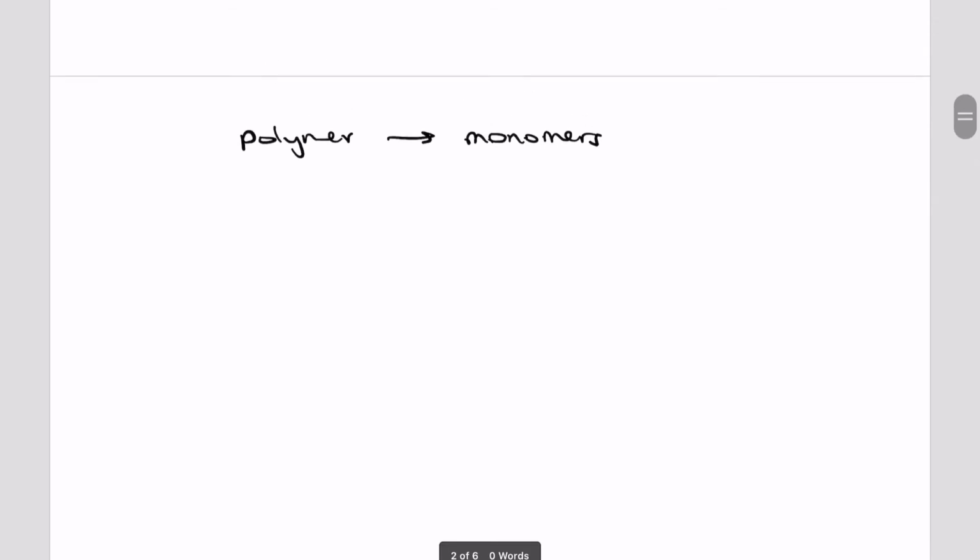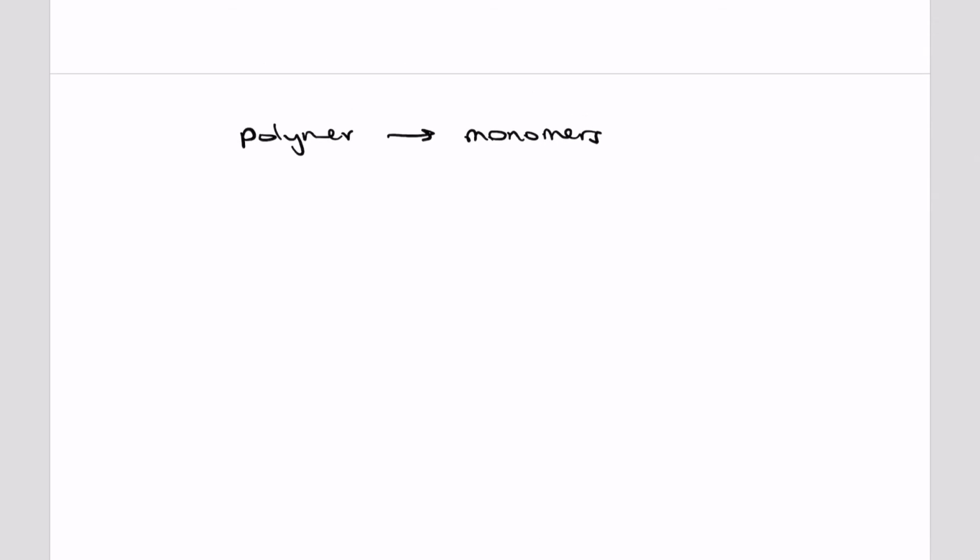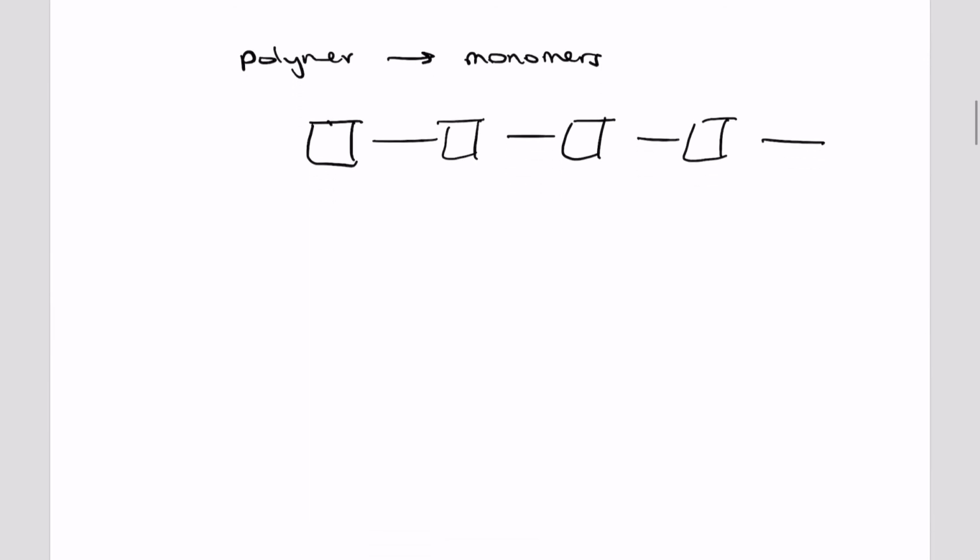So if we have a polymer and we want to break it down into monomers, we need to do the opposite of what we did to make the polymer in the first place. So if you remember, with the condensation reaction, we removed a molecule of water. However, what we want to do is add a molecule of water between these monomer units in the polymer. So to break the bonds up, we add molecules of water. And again, this is a series of reactions. This isn't just one reaction. These are a series of reactions that occur, and each bond that's broken requires a molecule of water.